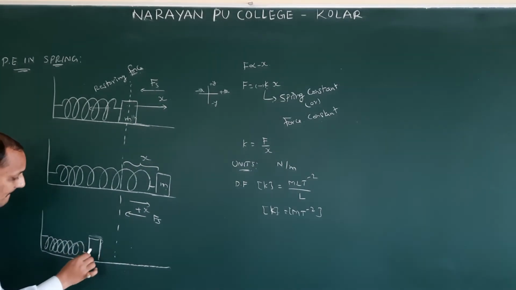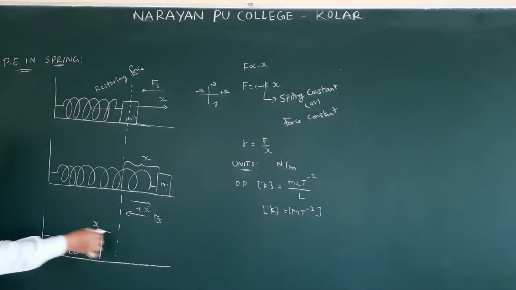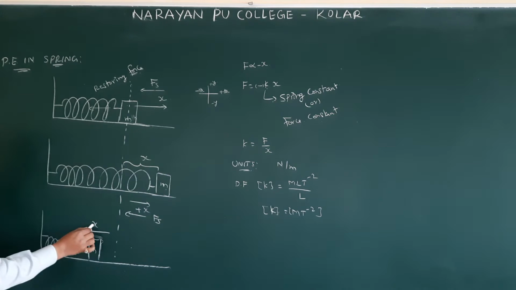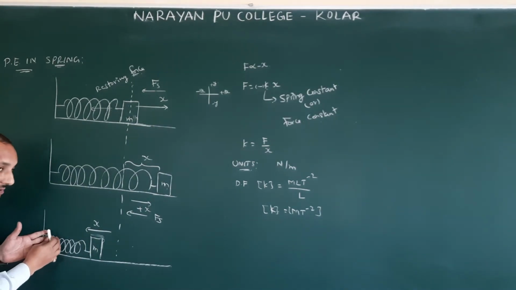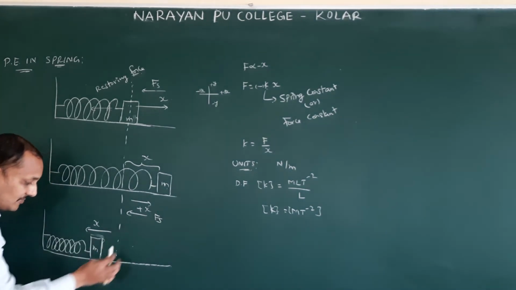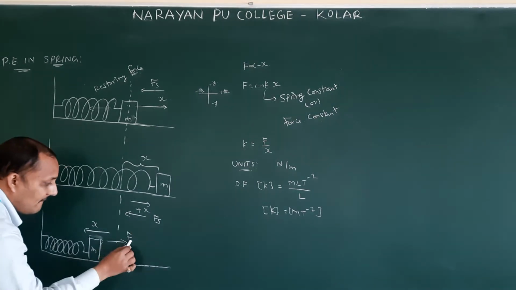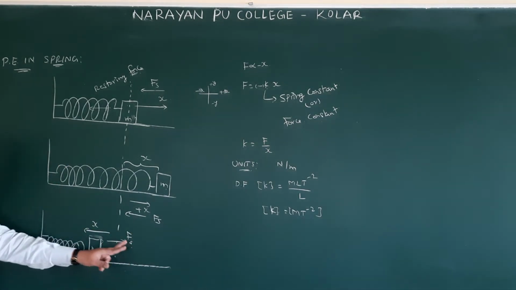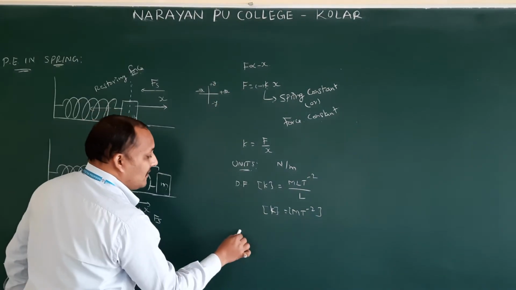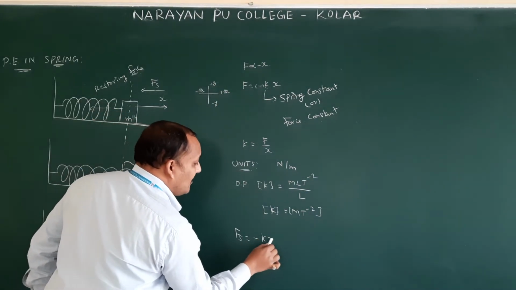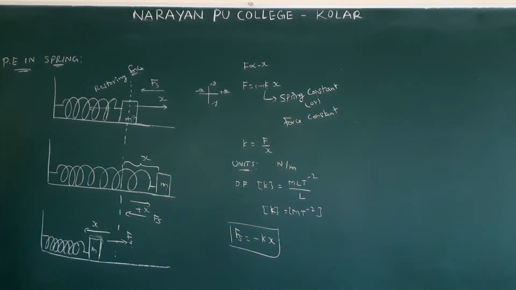Same object of mass. Now you compress it like this, in the negative x direction. At that time, the spring is going to pull this object in the opposite direction. Again, the restoring force developed within the spring is opposite to the displacement. So minus kx. Therefore, finally, Fs is equal to minus kx. What is this Fs? The restoring force developed within the spring.